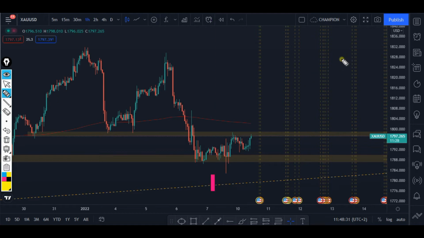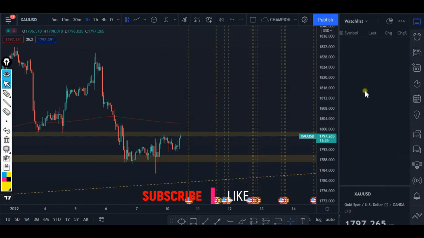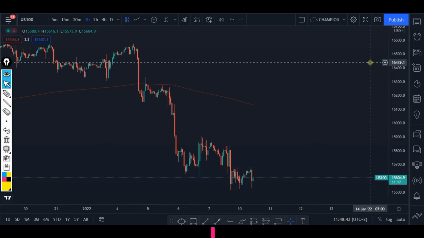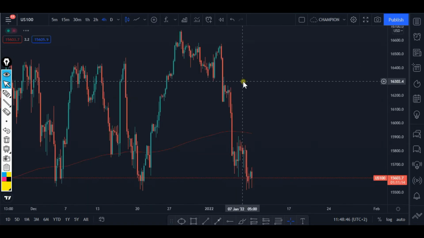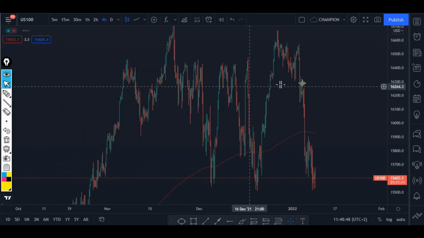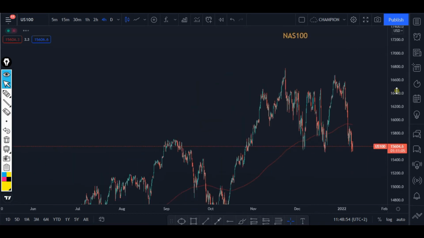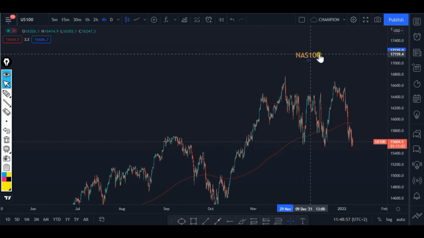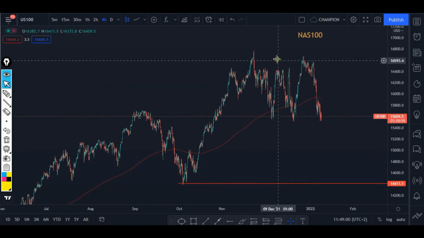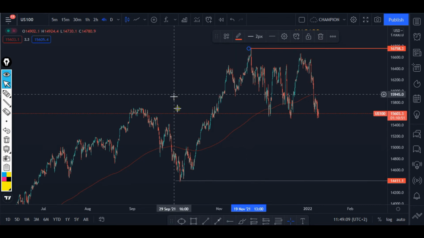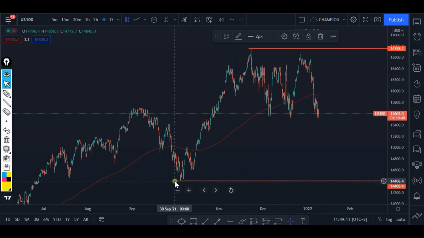Let's move on to the next chart. The next one is gonna be US 100, which is NASDAQ 100 or NAS 100. So in NAS 100, if we zoom out our chart, you can see that we have our lowest peak. This is our highest peak.